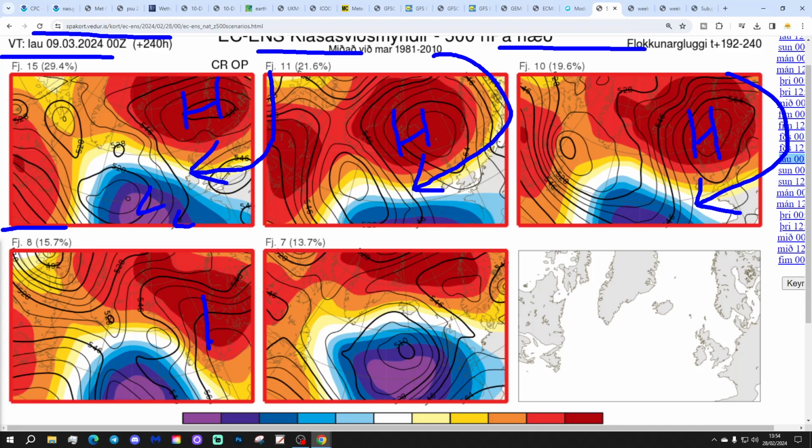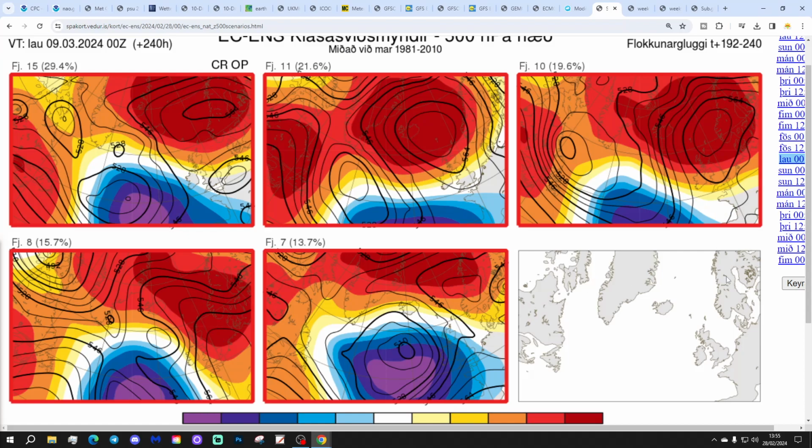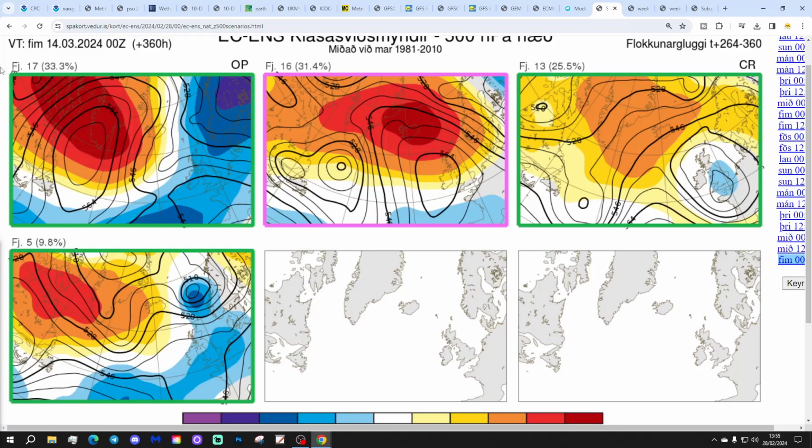8 members of the ECM ensembles have high pressure more over the country, bringing the wind perhaps slightly from a southeasterly direction. And then finally 7 are more unsettled, with low pressure closer to us and high pressure further away from us. So that is, of course, a much more unsettled, but also potentially mild scenario. It looks generally drier with easterlies, I have to say, through most of those options.